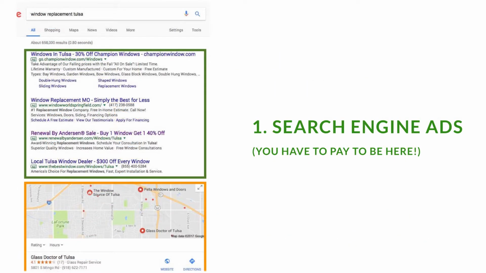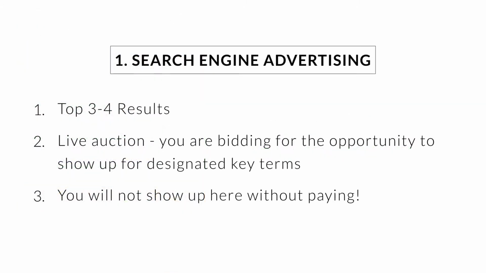The first is the ads platform. So Google Ads are the top 3 to 4 search engine results that show up above all the other results. You have to pay to be here, and what you're doing is bidding on the opportunity to show up when somebody types in a designated keyword. So if somebody types window replacement, you are bidding on that term to show your ad for your window replacement company.